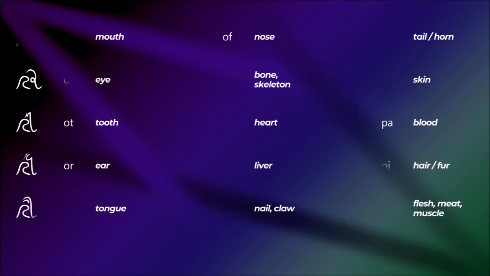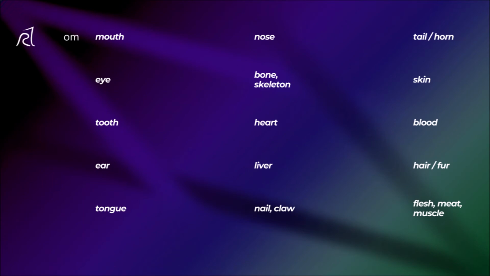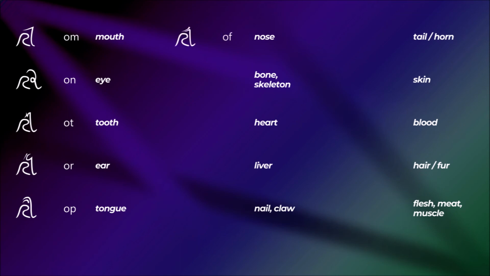Okay, let's see how many you remembered. Mouth. Eye. On. And en is to see, remember? Tooth. Ot. Ear. Or. Or is related to er, sound. Tongue. Op. Op is linked to ep, taste. Nose. Of. Of relates to f, smell.